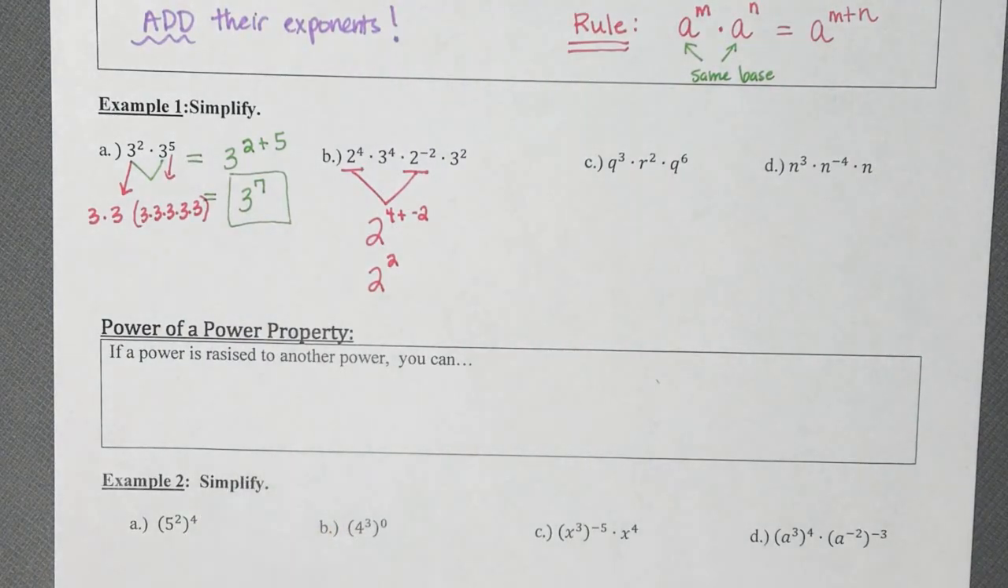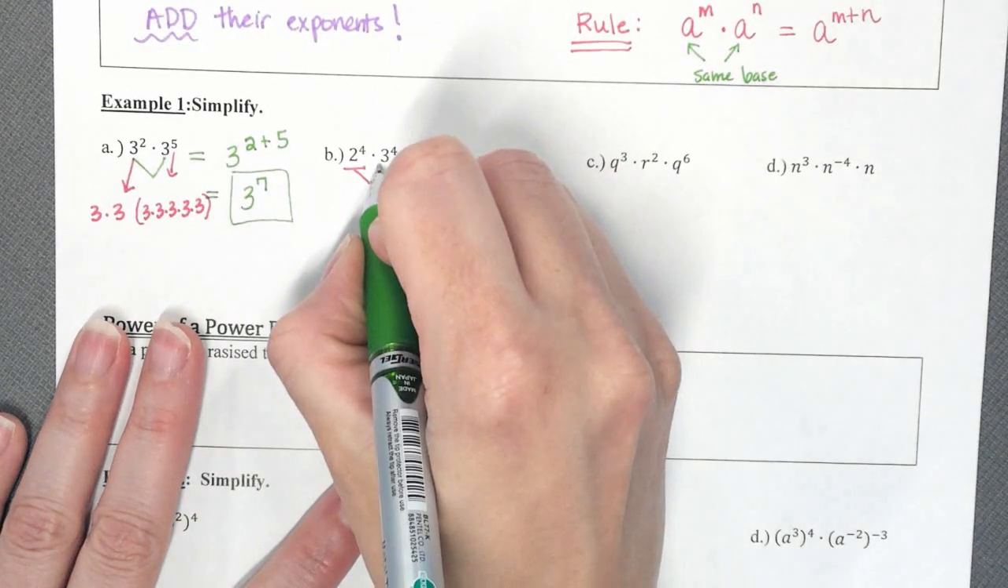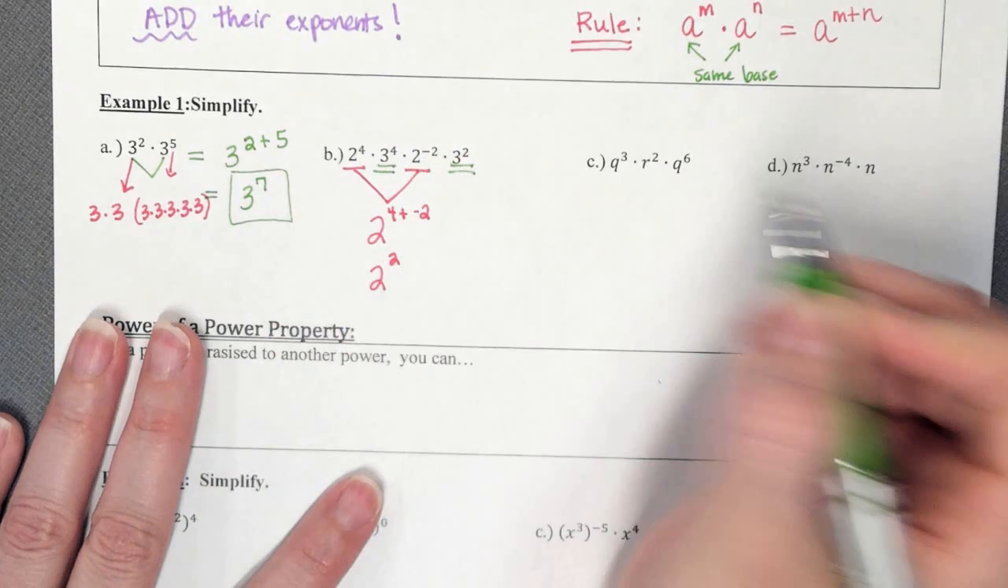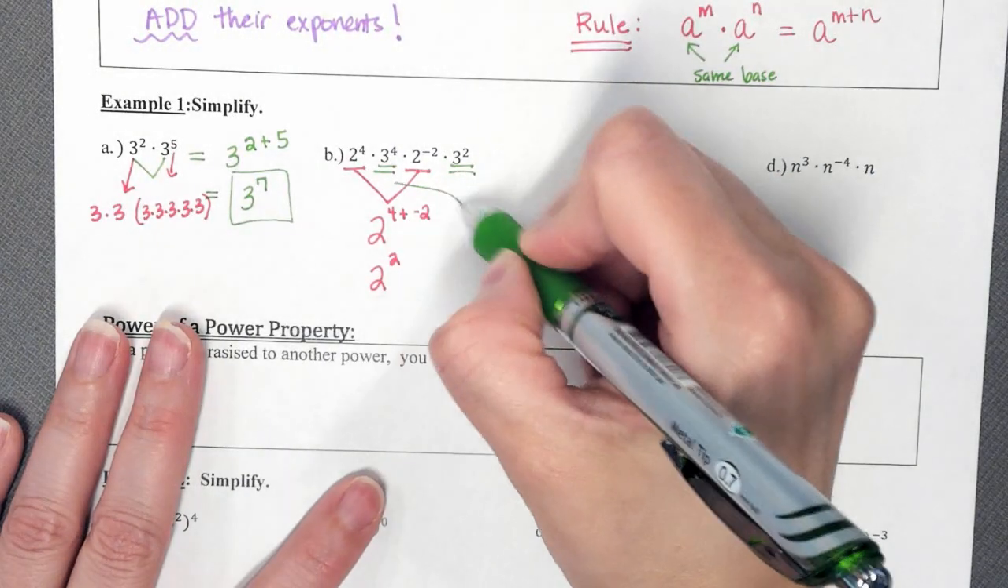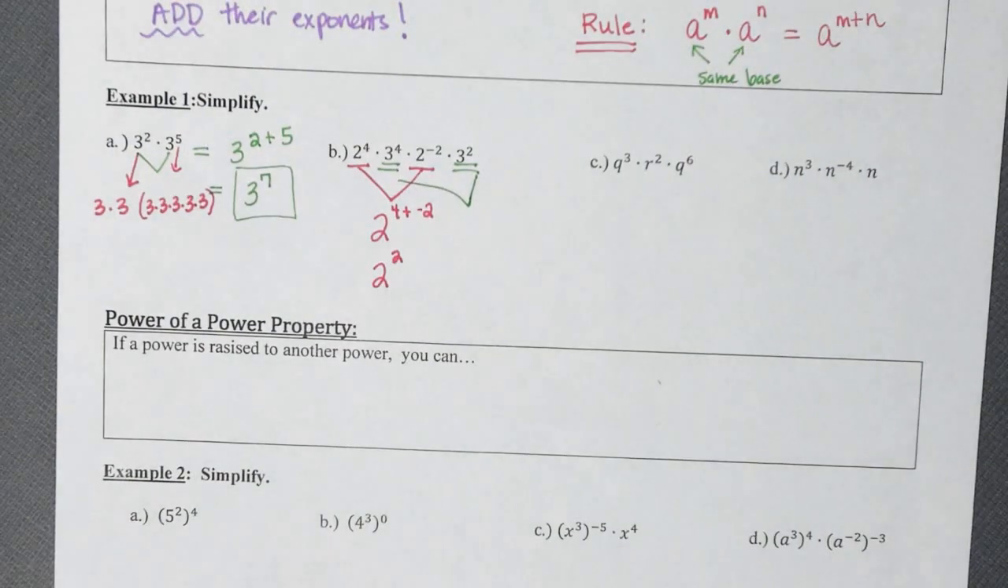Alright, now based on that, I want you guys to do the 3. I want you to find 3 to what power? And all you have to do is find the exponent. You don't have to go any further than that.